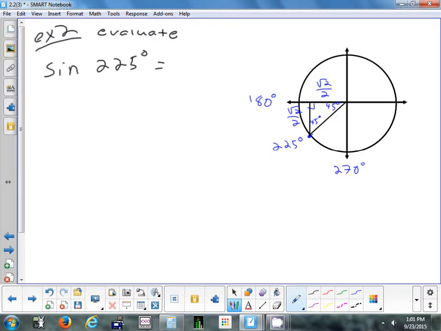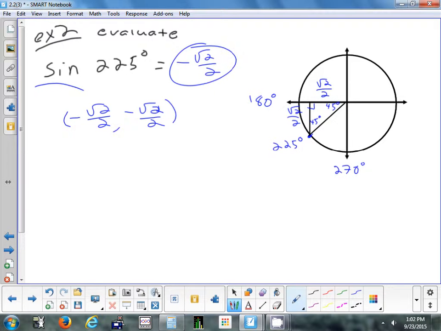All right. Somebody give me my coordinate for 225. Negative square root of 2 over 2, and then negative square root of 2 over 2. Yeah, they're both negative. Now remember, that's not the final answer. That's just going to help us find what they want. They want the sine. Emily, what's the sine of 225? Negative square root of 2 over 2. Which one did you pick, X or Y? She picked the Y, perfect. Any questions on that one?